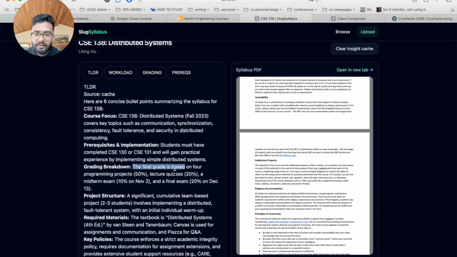The grading structure: 4 programming projects worth 50%, so it's a programming heavy class. Lecture quizzes, so I'll have to be going to class every day. A midterm exam, and a final exam. Cool. Significant cumulative team-based project with 2 to 3 students. Sounds like a lot of programming. And there's even a textbook if I want to get started over winter break.